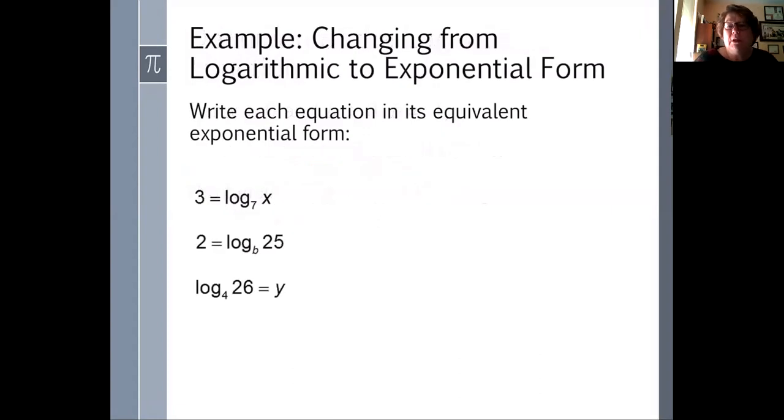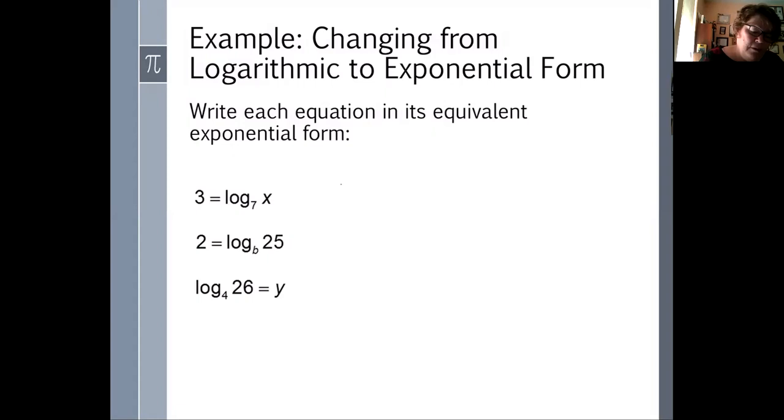All right, so let's do a little practice. Let's take a logarithmic equation and rewrite it as an exponential. The first logarithm we have here is 3 equals the log base 7 of x. So 3, what my logarithm is equal to, is my exponent. And what I'm going to raise to that exponent is my base, which is 7. And that's going to be equal to x.